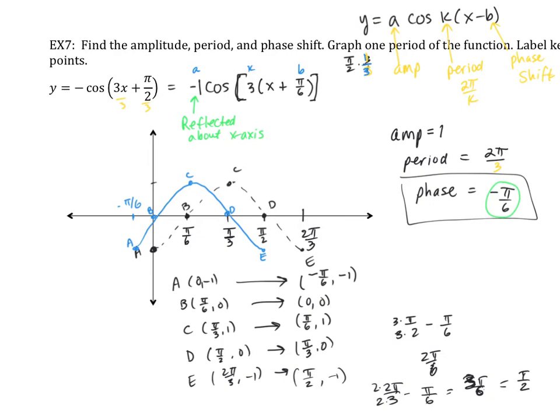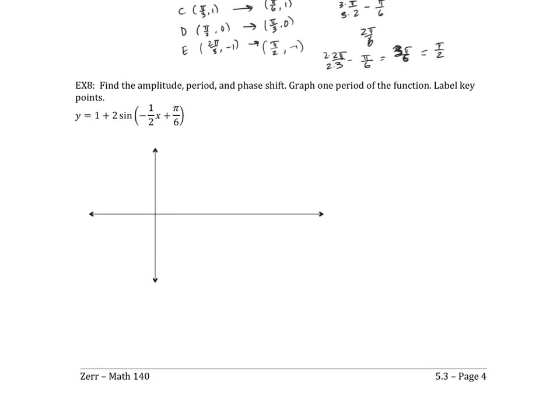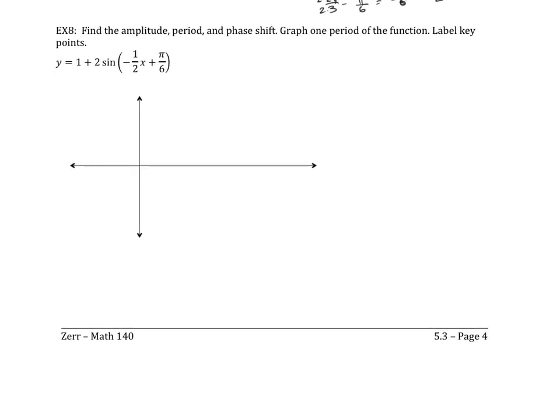Okay, so let's do our next one. In this one, we're going to do a similar process. We are going to end up having to use the fact that sine is an odd function. And we also have a vertical shift upwards. Okay, so the first thing I'm going to look at is the fact that I have some numbers inside the parentheses there.